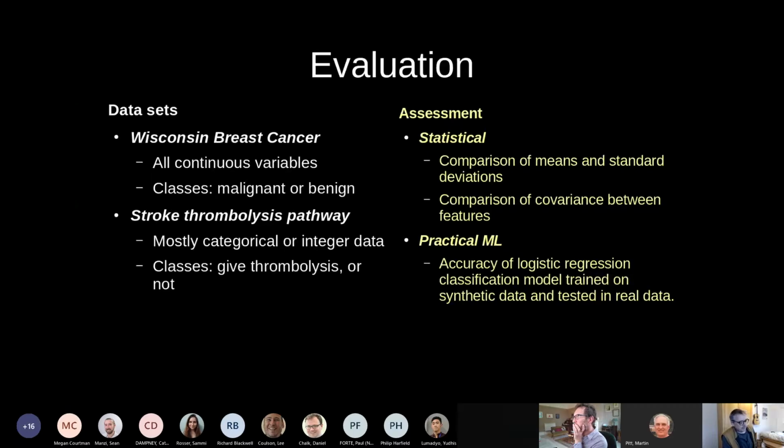And then we also have the stroke thrombolysis pathway, which is a health pathway data set that is publicly available now, and it's mostly categorical or integer data. The classes are whether that patient was given thrombolysis or not. We've assessed it to begin with, and we're going to want to develop more assessment methods by comparing means and standard deviations between the original and synthetic, and also comparison of covariance between the features. Does the synthetic data maintain the statistical links between features?